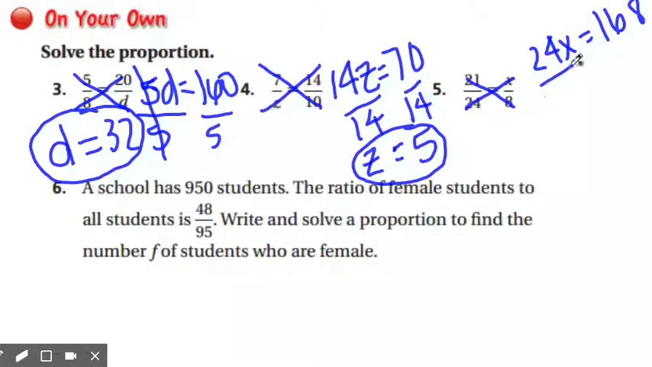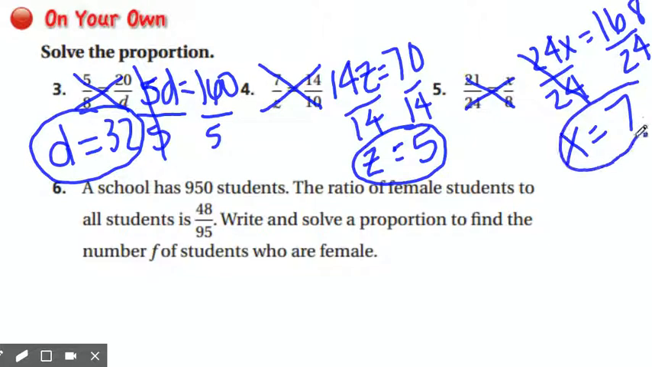All right, divide both sides by 24. Again, if you don't have a calculator, you could have pulled one up on another tab. The 24's cancel, x equals 7. There we go. All right, so 3 is d equals 32, 4 is z equals 5, and 5 is x equals 7. Now, down for number 6.